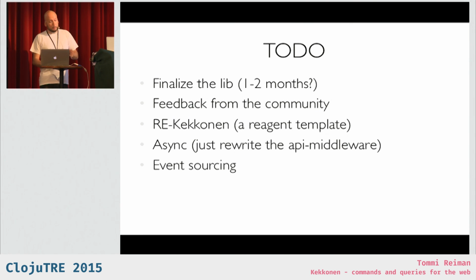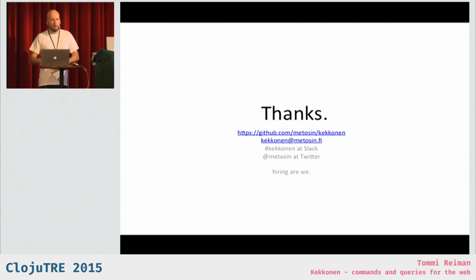How to do that. And I think that a Kekkonen reagent template would be cool, so that if you want to set this small application up really fast, you just take all the good parts, and that's it. And the async, about yesterday's sauna discussion. We have this one middleware, taken from Compojure API. It's the only place which links us to Ring. So we probably talk to the async guys about how to do that. And the event sourcing later, so how to emit the events after the commands, but that's a separate thing.